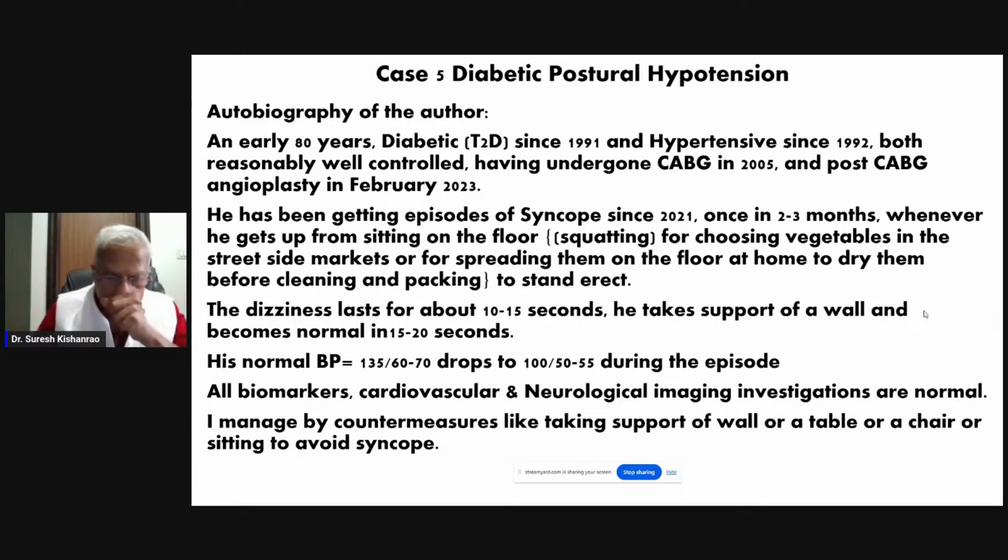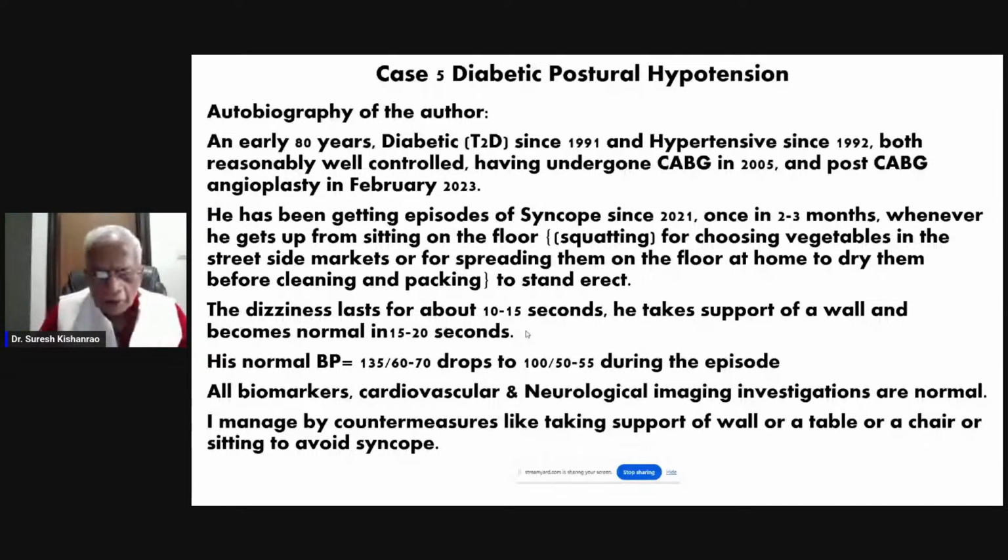Or even at home, if you sit down and get up, I get this 10-15 seconds of dizziness, but I have made it a habit to take some support of the wall or a table or a chair which is close by, and in the next few seconds, I will be fine. My normal BP, because I am on many drugs for hypertension, is around 135 over 60 to 70. During this episode, it drops down to 100 by 50.